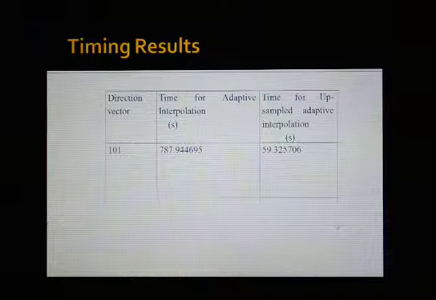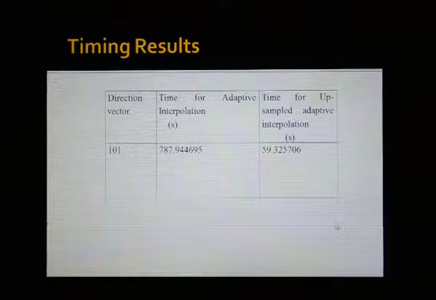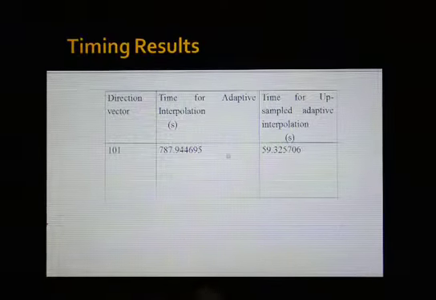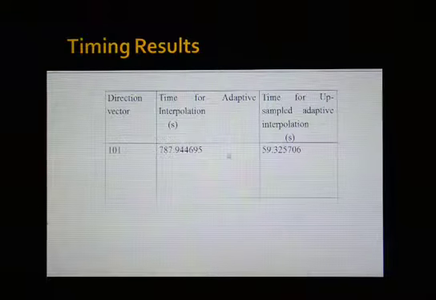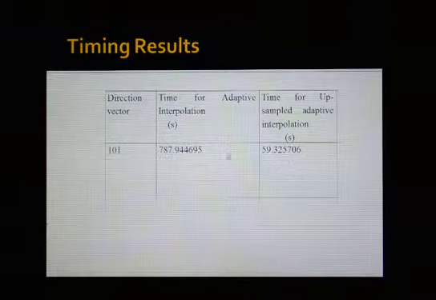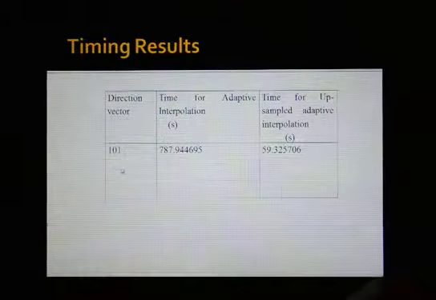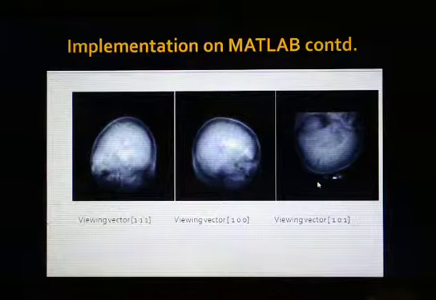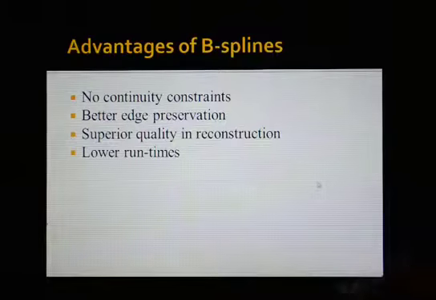Now we have made an analysis in terms of the runtime. As we can see, the runtime for adaptive interpolation without upsampling using B-spline is around 787 seconds. Whereas in case of upsampled adaptive interpolation, the runtime is merely 59.3 seconds. This simulation is done for the viewing vector 1, 0, 1, as we have seen here.